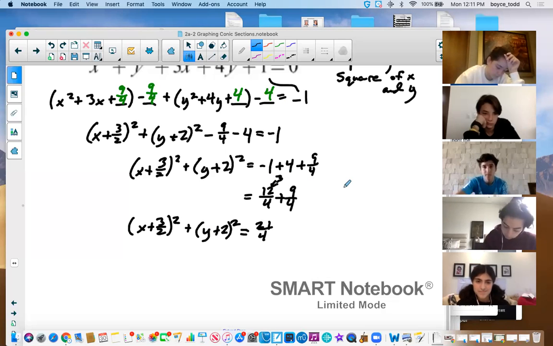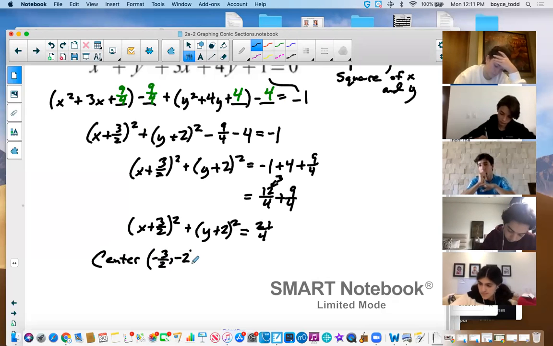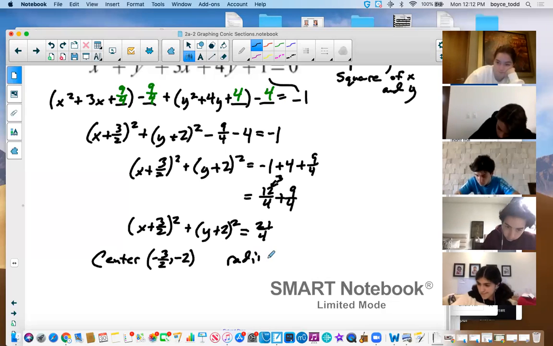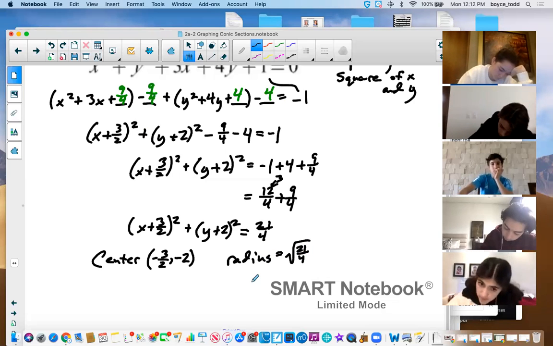So in this one though, I just did -1 + 4 is 3, and then 3 is the same as 12/4. Okay, so now we got our center is -3/2 and -2. And then I know my radius is going to be the square root of this. One thing to think about with 21/4, you kind of need to know the value of the radius in order to graph it.